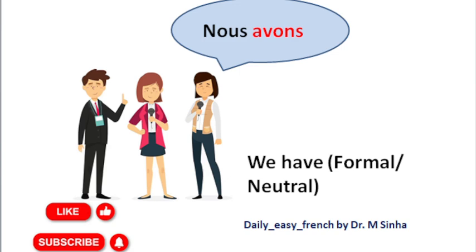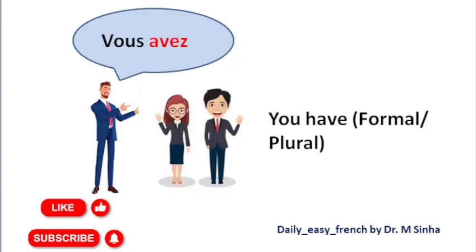When you want to say we have, in the formal and neutral manner, you say nous avons. Nous avons. Repeat with me. Nous avons. Very good. When you want to say you have, in the formal manner or when there is more than one person, you say vous avez. Vous avez. Again, vous avez. Very good.